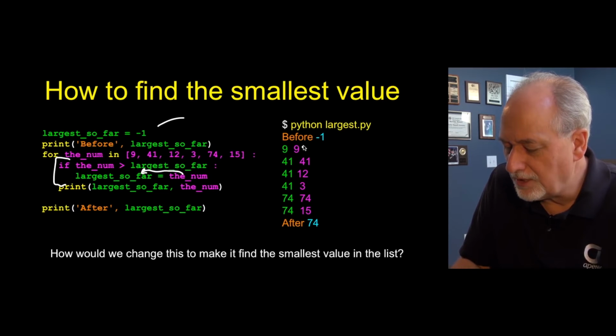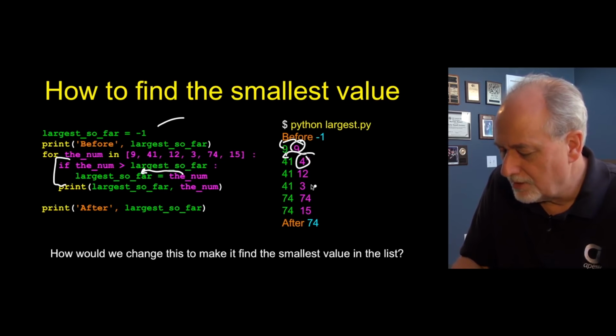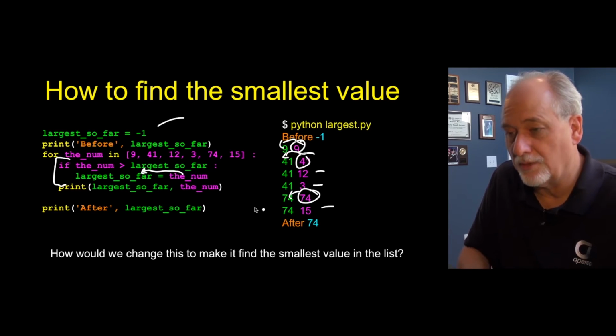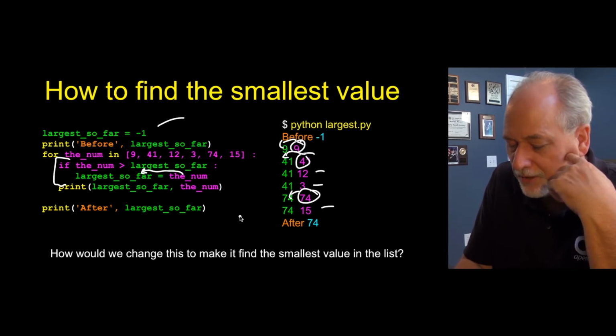So when we see 9, it's better, we capture it. We see a 41, it's better, we capture it. We don't capture this, we don't capture this, but we capture the 74, and we don't capture the 15, and that's how we do it. So you could think of this as better.